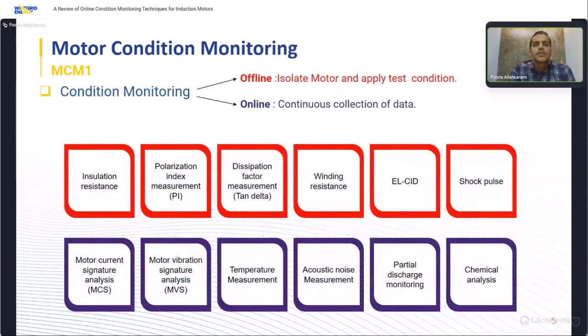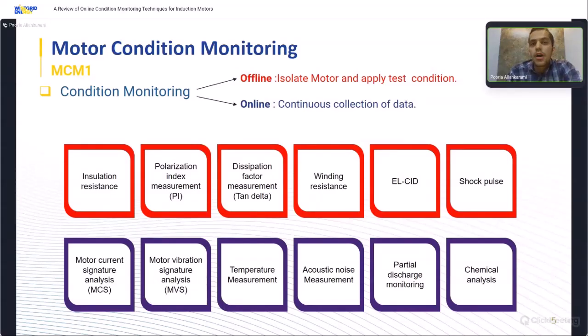Generally, the motor diagnostic methods can be categorized in two groups, the offline methods and the online methods. In offline methods, we mean the motor should be disconnected from the electrical circuit, and a specific test condition applied to the motor. For example, if we want to assess the condition of the stator insulation, we need a test like insulation resistance or dissipation factor called tangent delta. Or to check the integrity of the stator winding, we apply a winding resistance test and compare it with the previous result to ensure the windings are in a healthy condition.